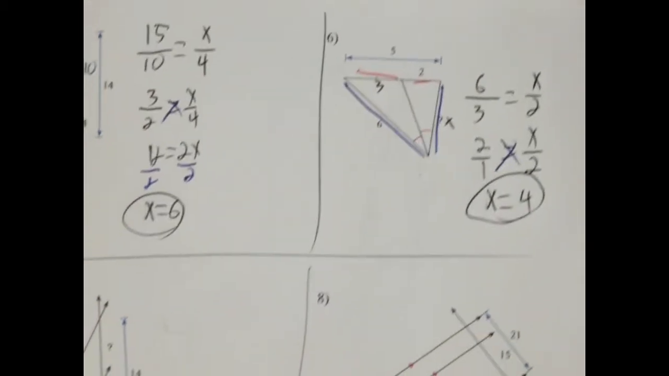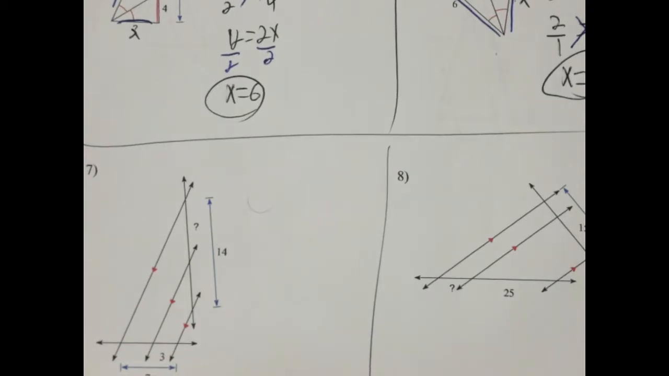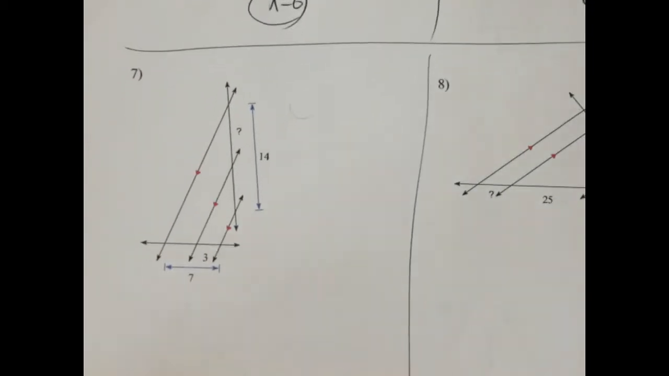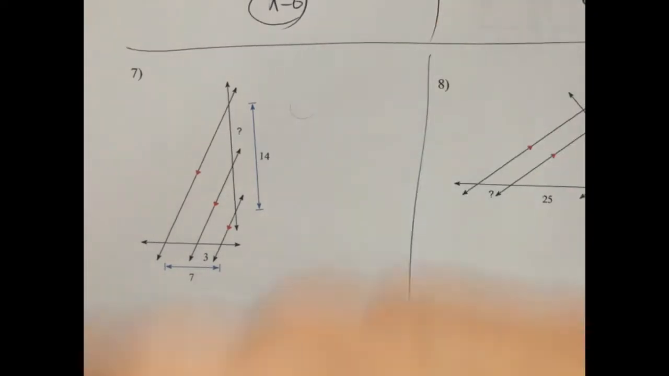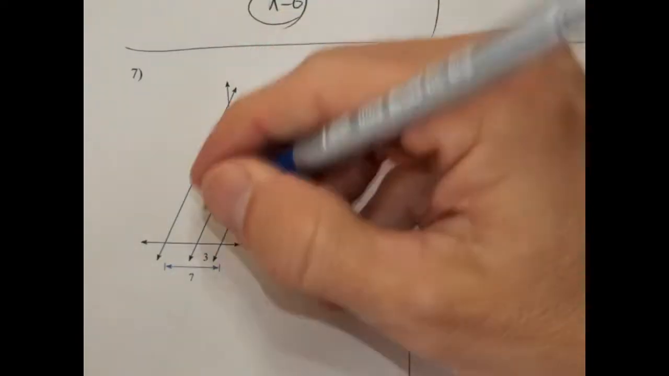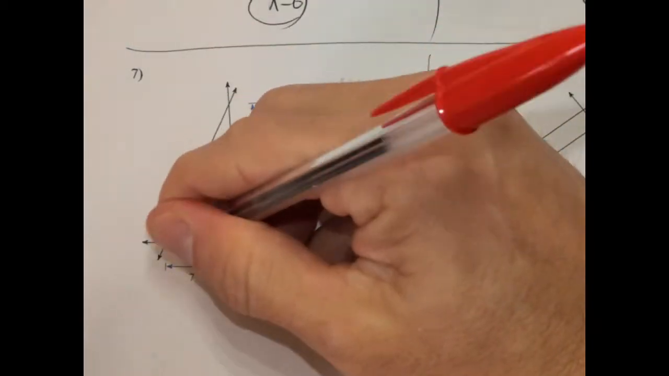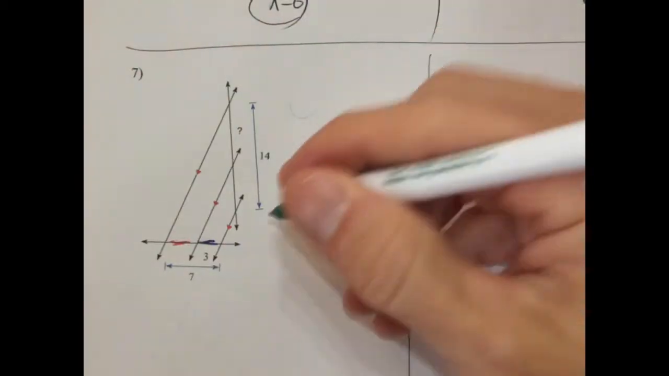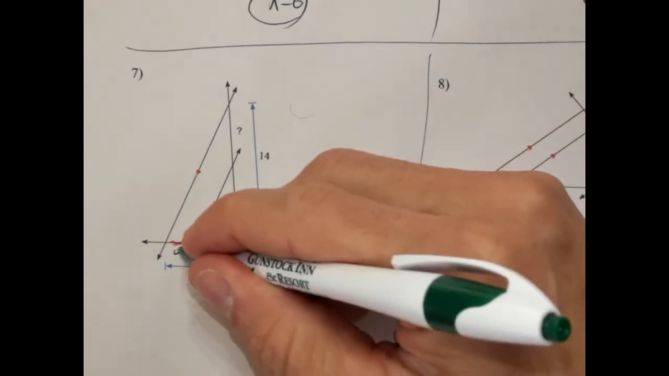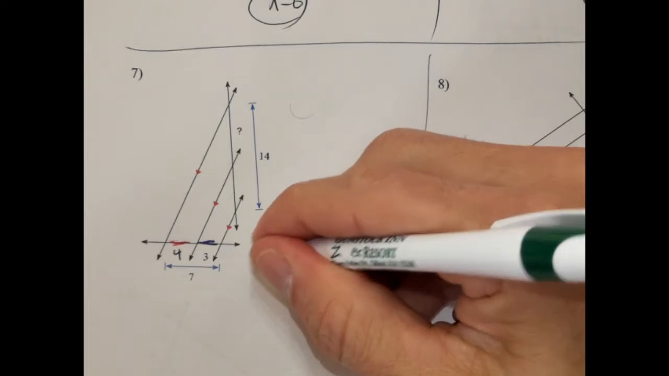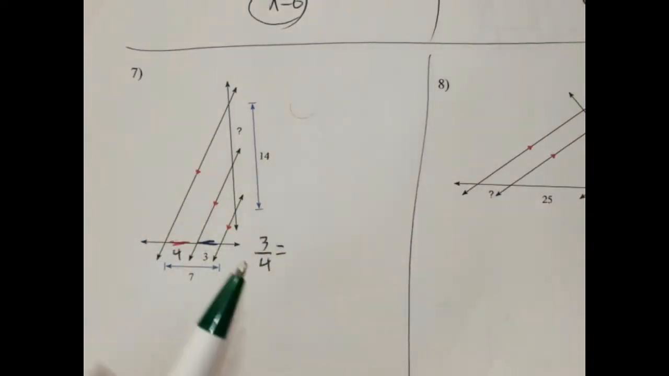Okay. Number 7. Here you go. So this is similar to example 2 that we did. All right, so we're going to do this one. Blue over red. So 3 over, we don't know what that is, but I know the whole thing is 7, so that has to be 4. Okay. So 3 over 4 equals blue over red.